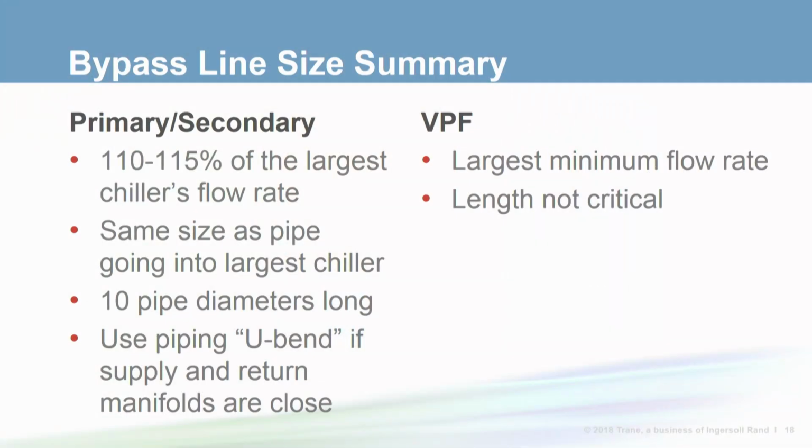So in summary, the primary-secondary bypass line should be the same size as the pipe going into the largest chiller and at least 10 pipe diameters long. If it can't be that long, use some piping and elbows to add a little pressure drop. For variable primary flow, size the bypass for the largest minimum flow rate.